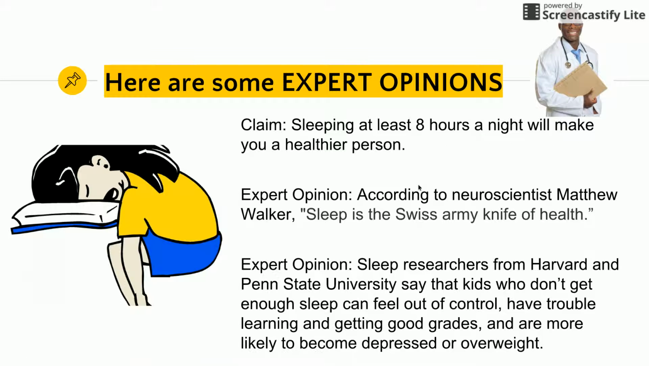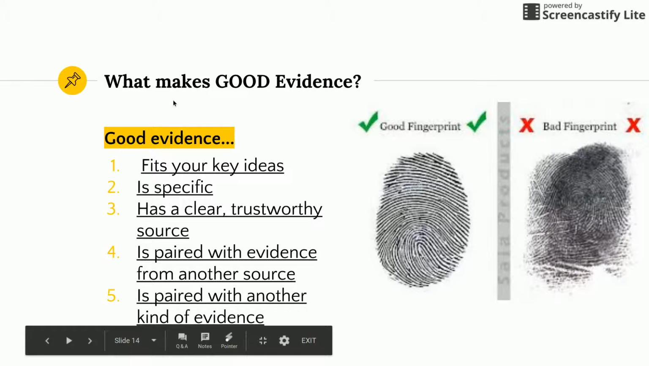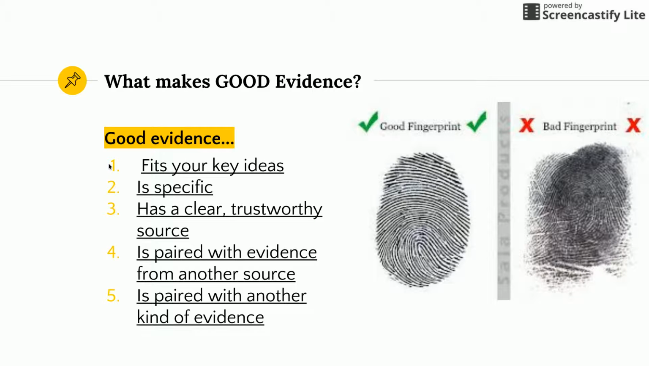So we talked about 3 kinds of evidence, but what makes for good evidence in general? Good evidence has 5 characteristics. Number 1, it fits your key ideas. Number 2, it's specific. Number 3, it has a clear and trustworthy source. Number 4, it's paired with evidence from another source. And number 5, it's paired with a different kind of evidence. Not all evidence is equal. Let's take a look at each of these 5 characteristics.